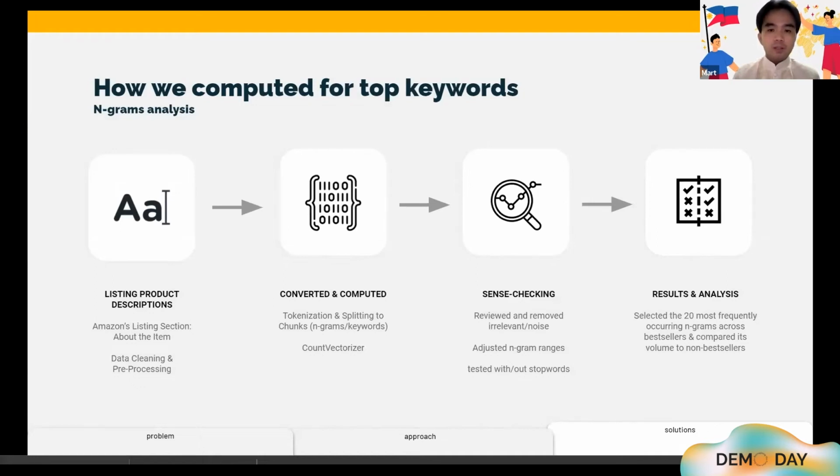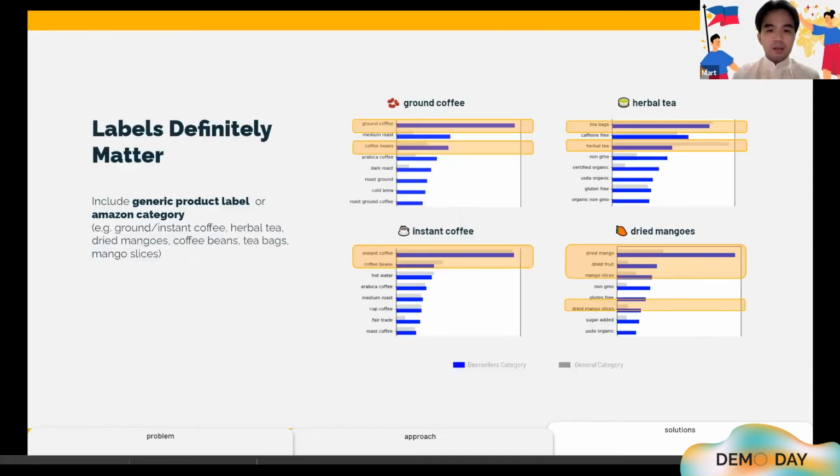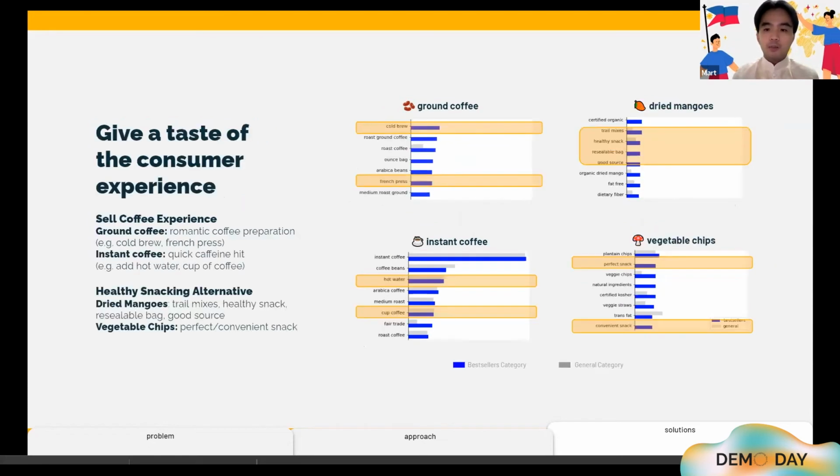Lastly, we took the top 20 most occurring keywords of bestsellers per category and compared their volume to non-bestsellers. And from the top keywords, we observed three general trends: labels, consumer experience, and content and certifications. For most product categories, labels definitely matter. Use the generic labels in the corresponding Amazon product category, such as ground and instant coffee, herbal tea, and dried mangoes.